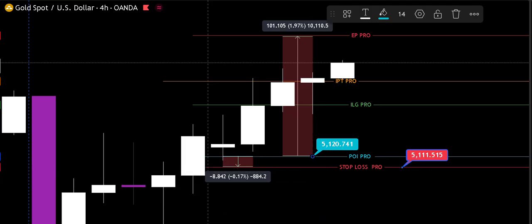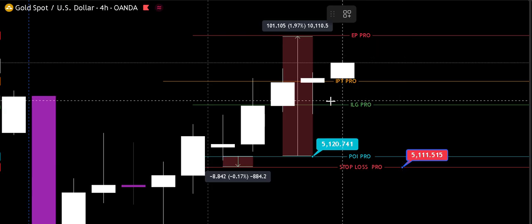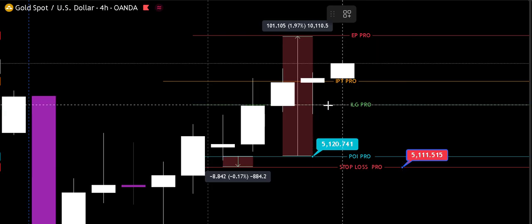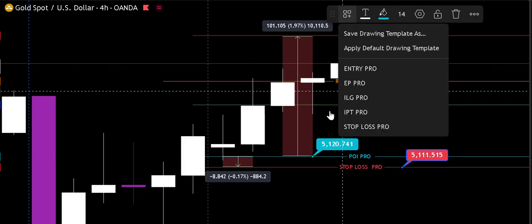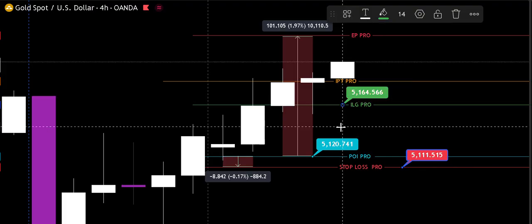For those beginners, you want to take profit one, you relax, you see the market. This is your take profit one, okay? For those beginners who don't know properly how the market reacts, we are going to take profit one. It's ILG Pro. This is the take profit one.